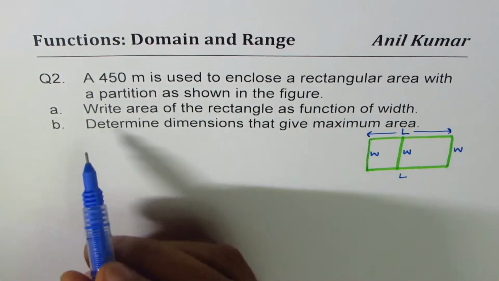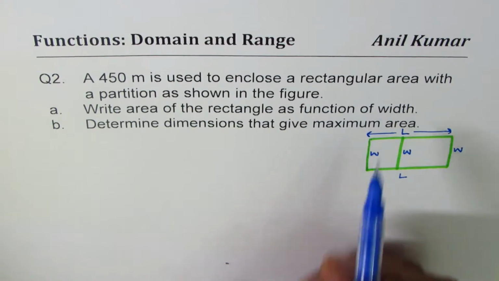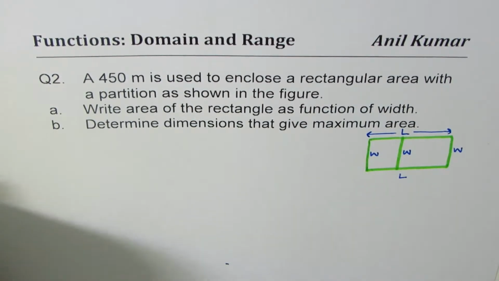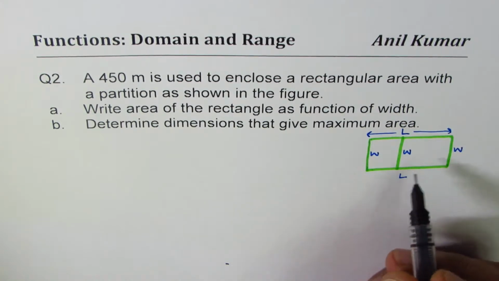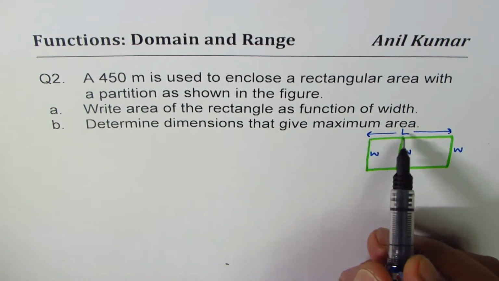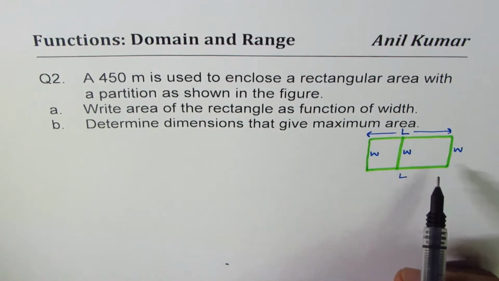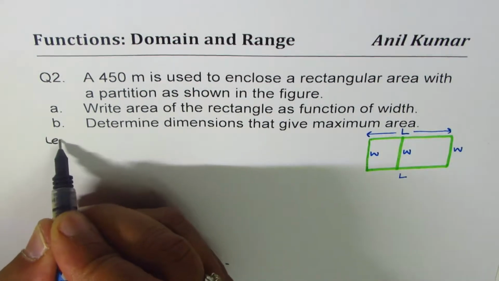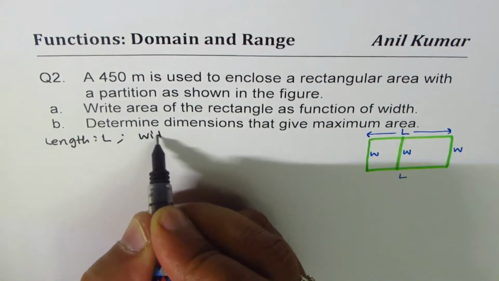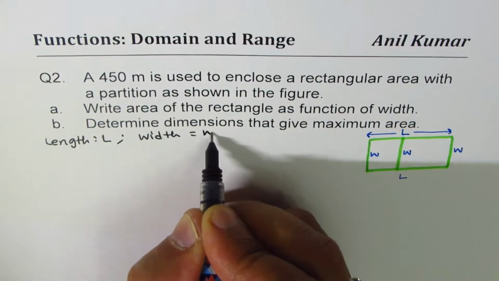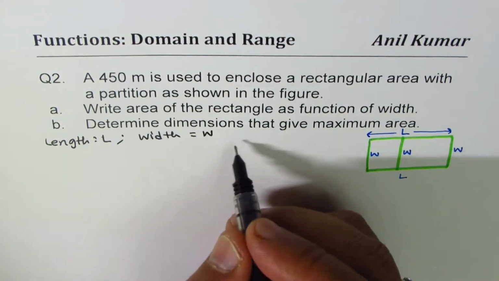Now when we say write area of rectangle as a function of width, normally if I write area of a rectangle, as you have seen, we have assumed L to be the length of the rectangle and W is the width. So we've defined our variables: length is L and width is W, and both are in meters. So all the units are in meters.